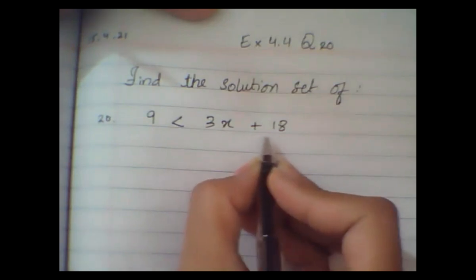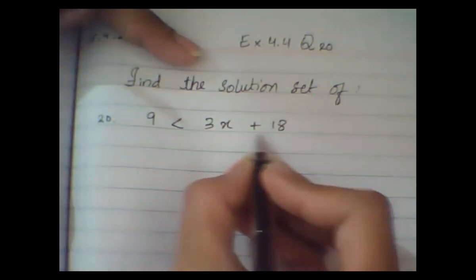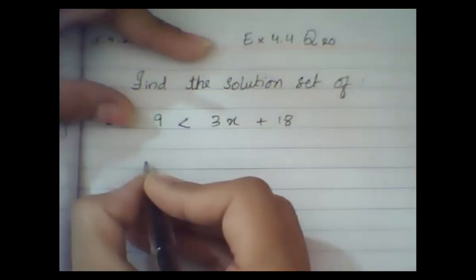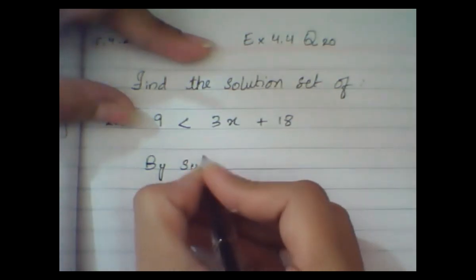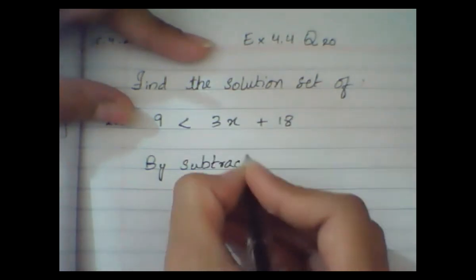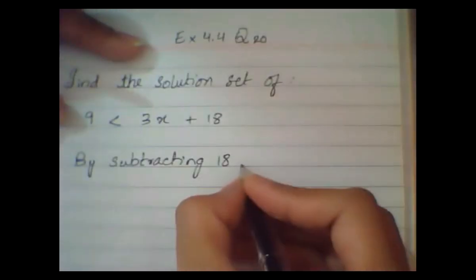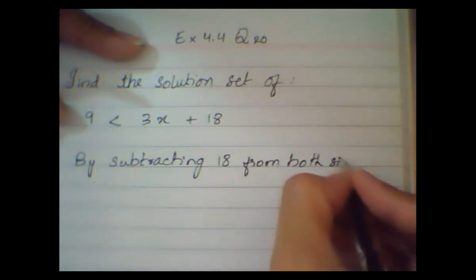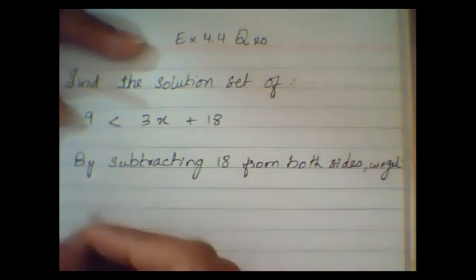The 3 is multiplying with x and this plus 18 is there. What we have to do, we first want to remove this 18 which is adding over here. We have to subtract 18 from both sides. So by subtracting 18 from both sides, we get what we get here.